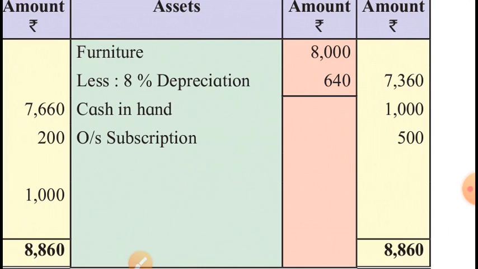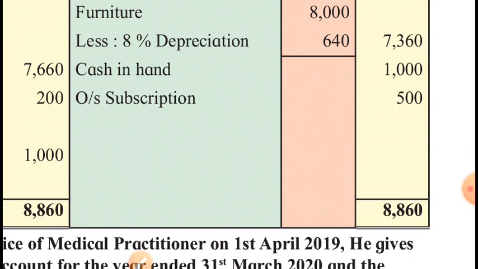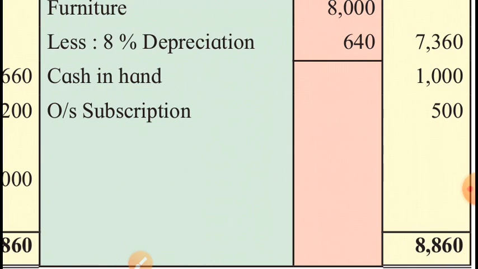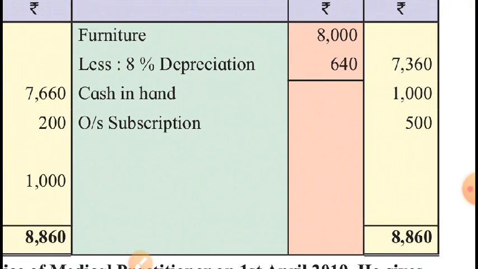Furniture minus depreciation, net furniture in the outer column. Then closing balance of cash shown here 1,000. Opening balance is shown nowhere. It is not useful in the final accounts. So ignore the opening balance of cash, I mean opening balance of receipts and payment account. And outstanding subscription for this year. It is actually accrued subscription. Subscription earned but not received. So the amount which is receivable, which is to be received, is always asset for the business, asset for the organization. So it is shown on asset side.